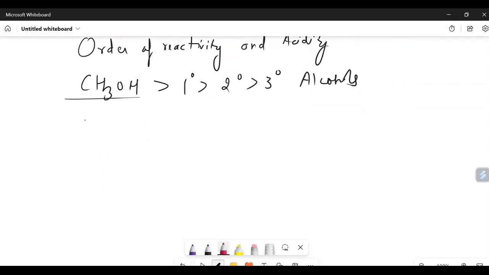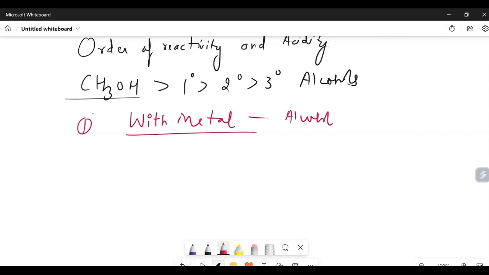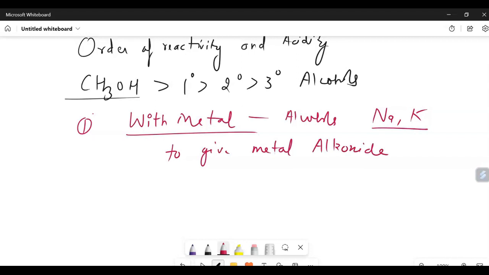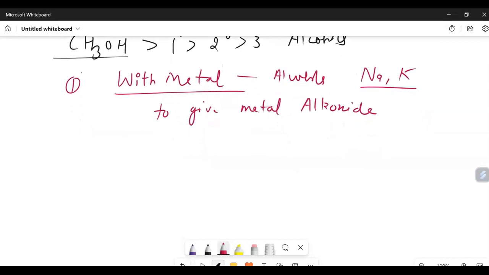Let's discuss some chemical reactions also, with metals. First one, alcohols react with reactive metals like sodium, potassium to give metal alkoxides, which can be further reacted with haloalkane to give ether.